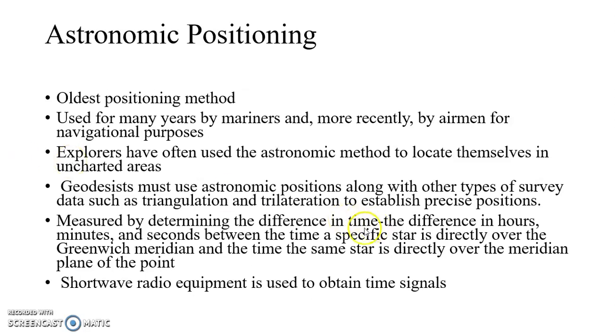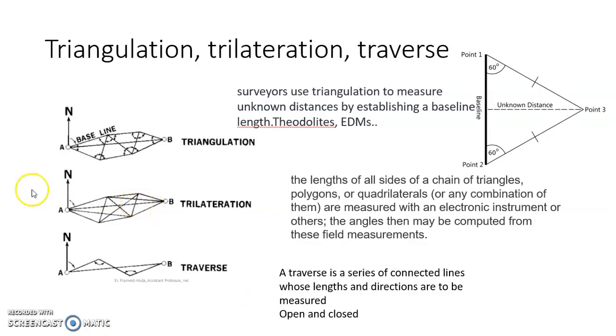Measurement by determining the difference in hours and minutes and seconds between the time a specific star is directly over the Greenwich meridian and the time the same star is directly over the meridian plane of the point. Okay, that is called astronomic positioning. Short wave radio equipment is used to obtain the time signals. Can you give me an example of short wave radio equipment? Basically, we are talking about GPS, which we have just recently covered.